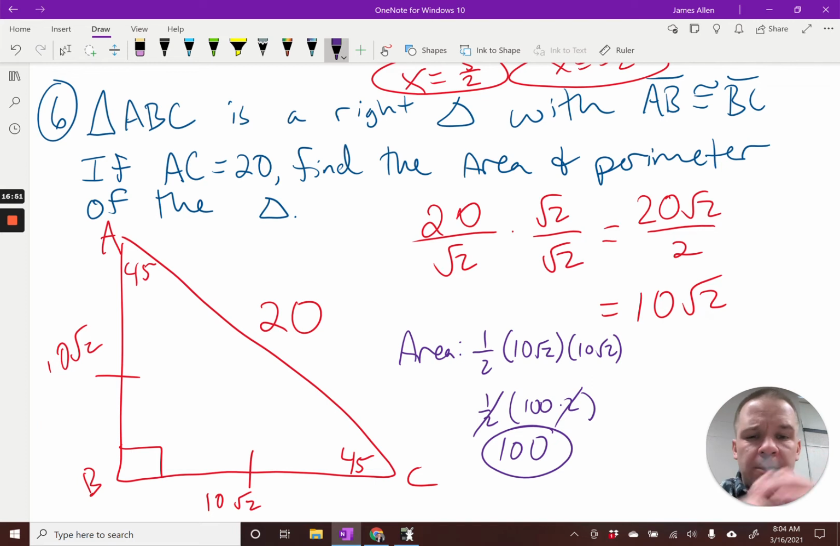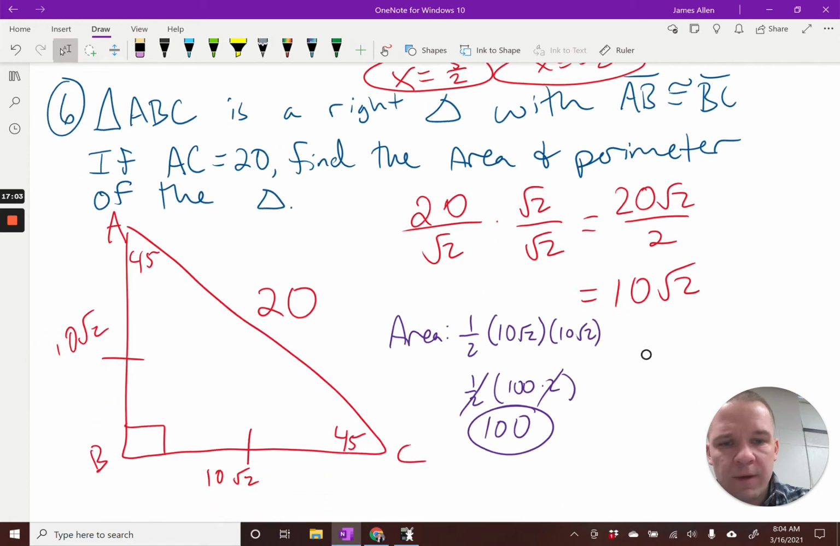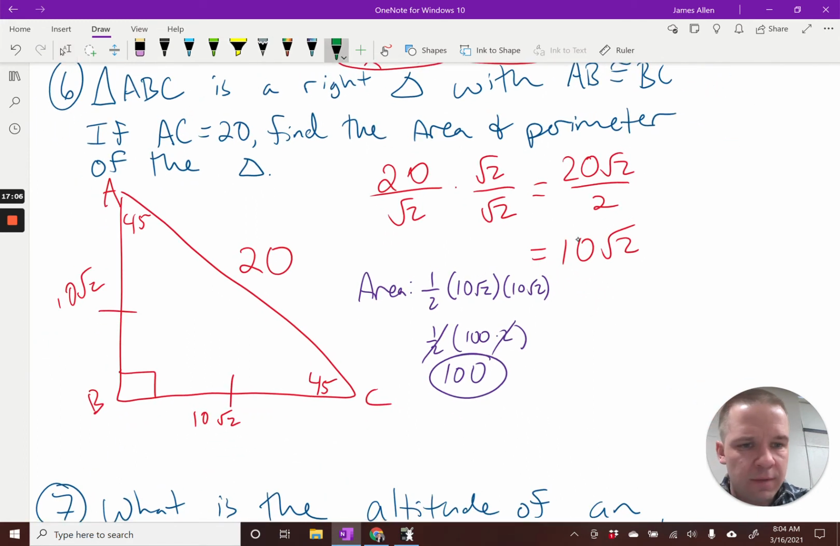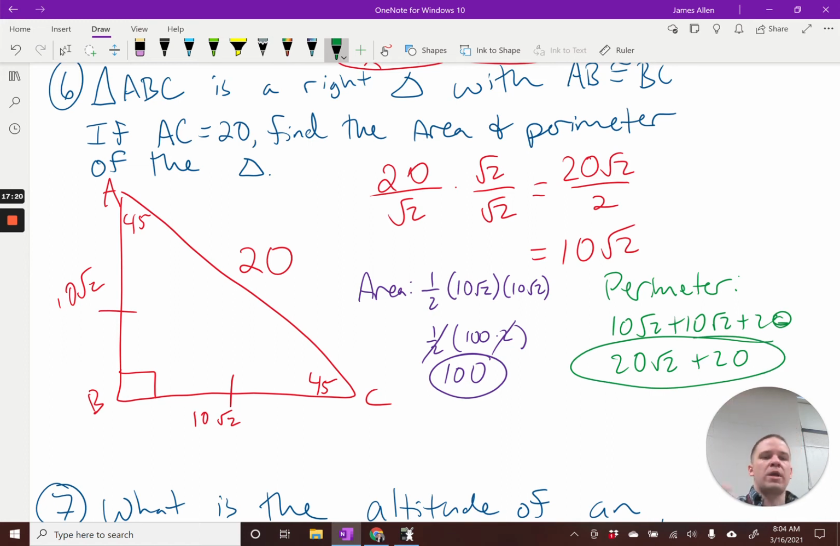All right, so you got 100 for the area. Lovely, fantastic, wonderful. Perimeter. What do I do to get perimeter? Perimeter, add all the sides. So let's do that. I'm going to go green now. Green's my favorite color. If I add all the sides, so let me write perimeter, it'd be 10 root 2 plus 10 root 2 plus 20. So I got 20 root 2 plus 20. There's my perimeter, or 20 plus 20 root 2. I'd leave those separate. They're not like terms. They stay separate. I know you wanted one single answer. Sorry, can't have it.